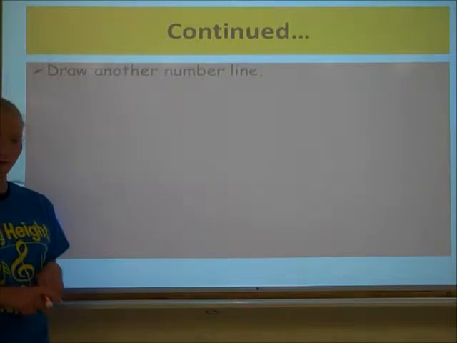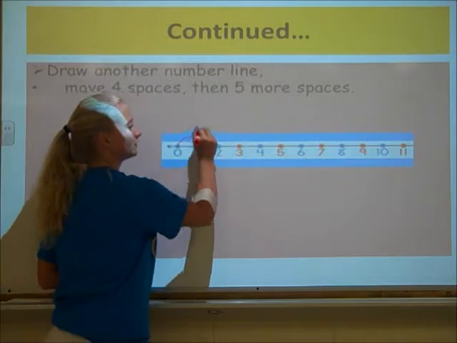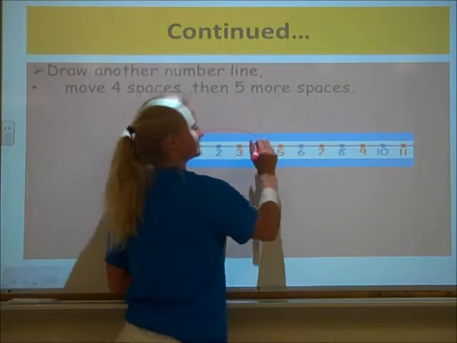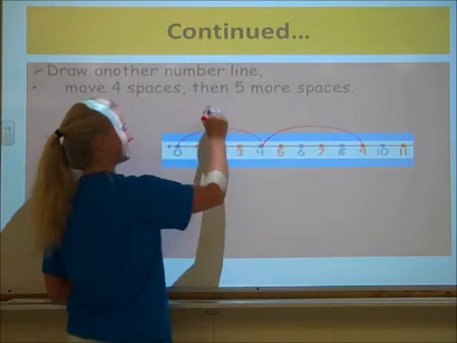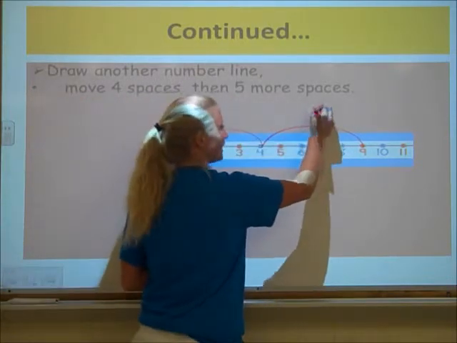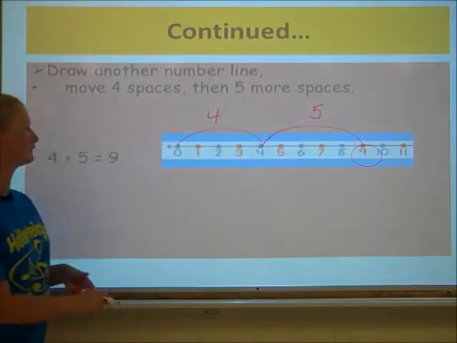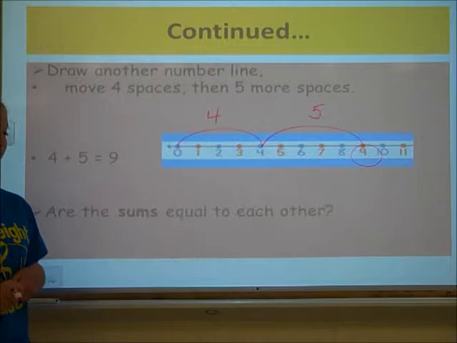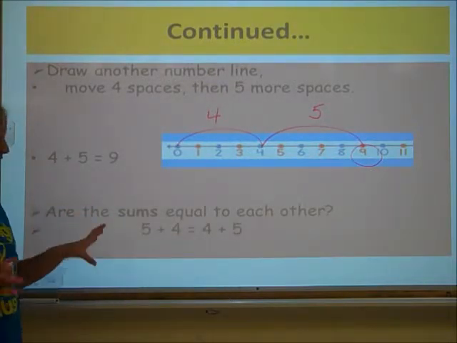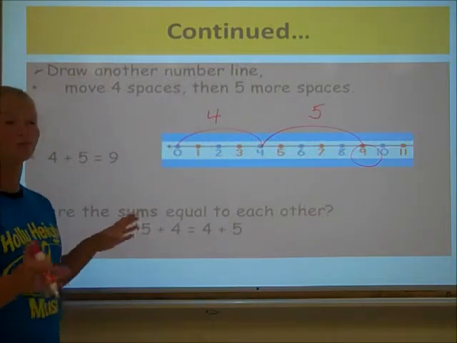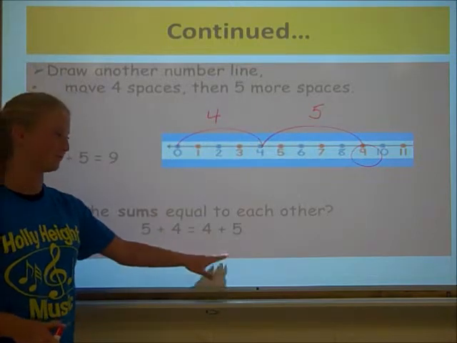And on another number line, we're going to move 4 spaces first, and then 5 spaces. So our addends are still 4 and 5, and the sum is still 9. So are the two problems equal? Yes, the sums are equal, so it doesn't matter what order the addends are in, because 5 plus 4 is still going to equal the same as 4 and 5.